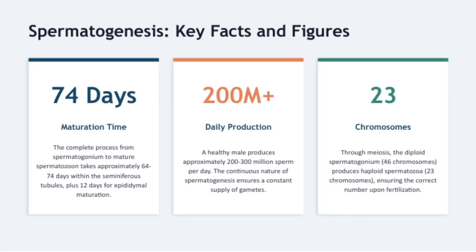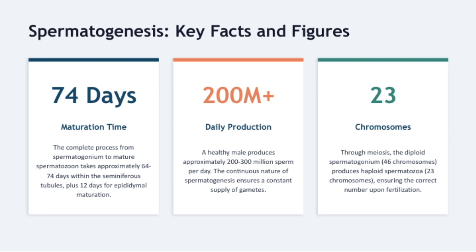Through meiosis, the diploid spermatogonium, which has 46 chromosomes, undergoes a special division process to produce haploid spermatozoa with just 23 chromosomes. This reduction is crucial because it ensures that when fertilization occurs, the resulting zygote will have the correct number of chromosomes. A healthy male can produce approximately 200 to 300 million sperm each day. This high quantity highlights how vital continuous spermatogenesis is for maintaining fertility and reproductive potential.